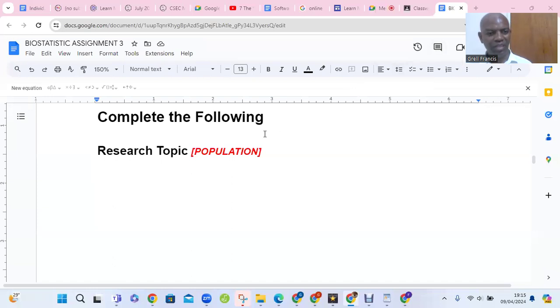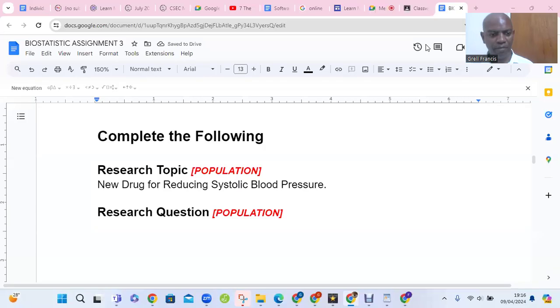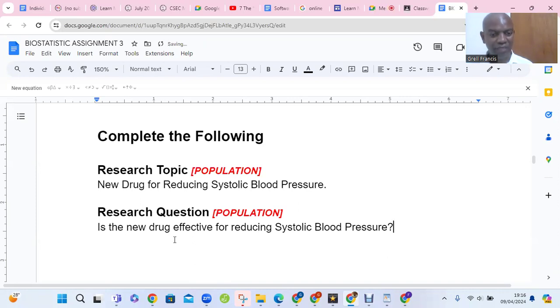So moving along, we have to complete the following. First, we have to complete the research topic, so we can put an appropriate topic along the line of new drug for reducing systolic blood pressure, anything along that line. This is then followed by the research question. And we can put as a research question, is the new drug effective for reducing systolic blood pressure?